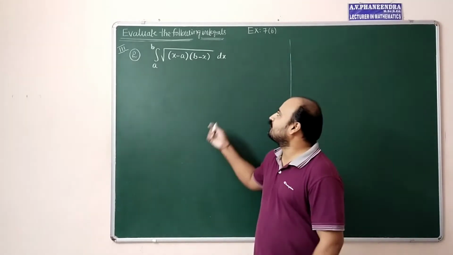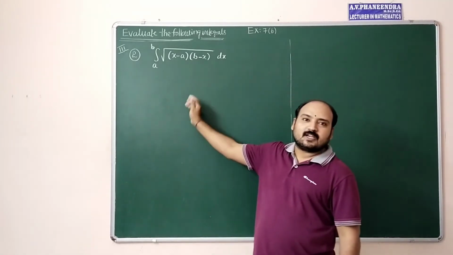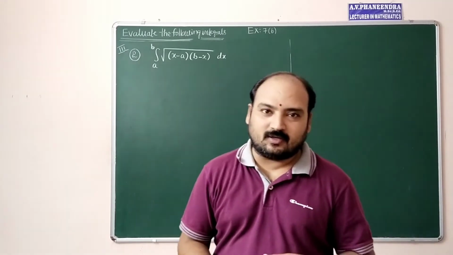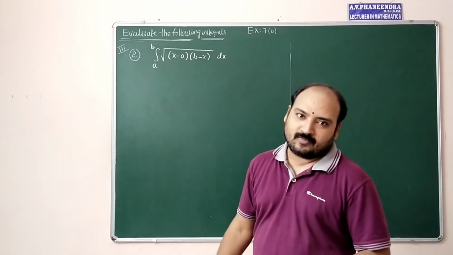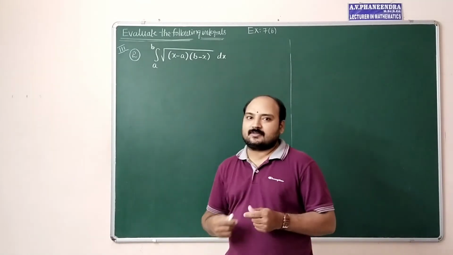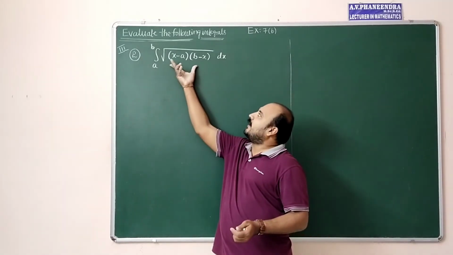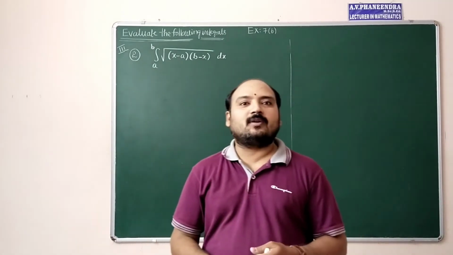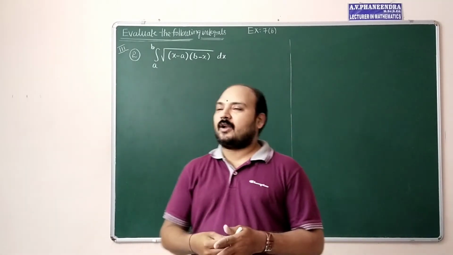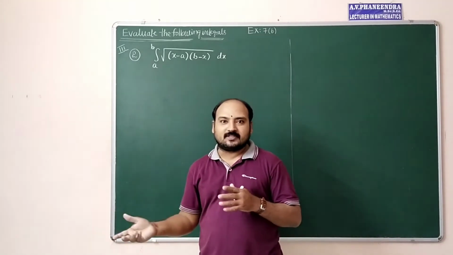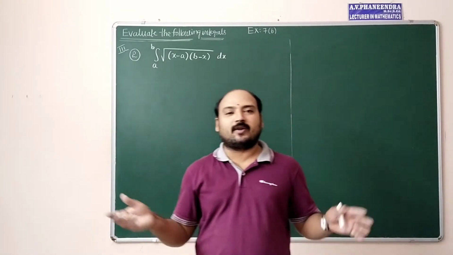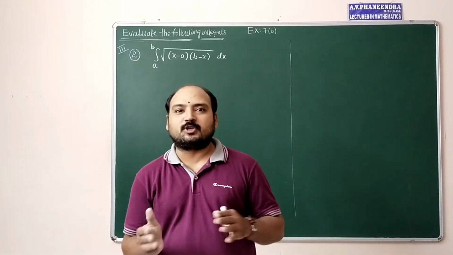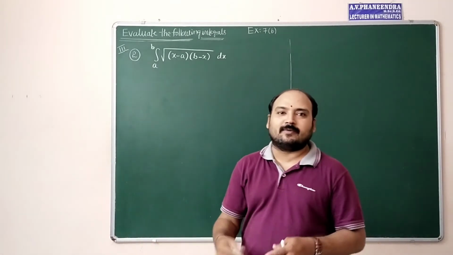See here, put x is equal to a cos square theta plus b sin square theta. This is the substitution method. The second method is directly taking x minus a into b minus x, making a quadratic expression and writing it in the form of root of a square minus x square, or x square minus a square, or x square plus a square, and then applying the respective formula and getting the answer. That is the second method.